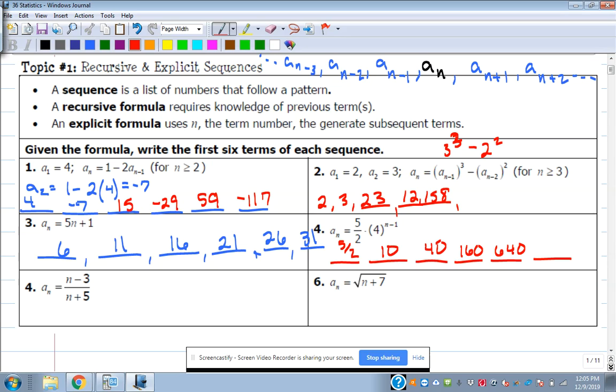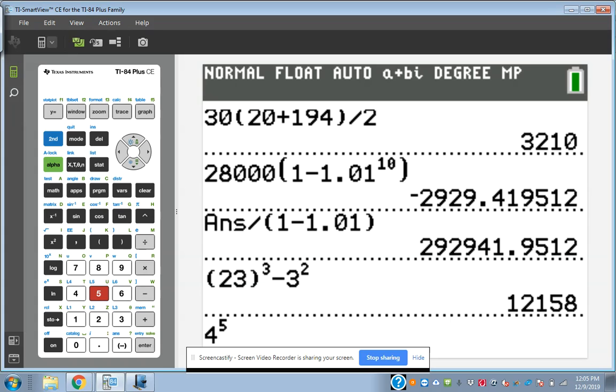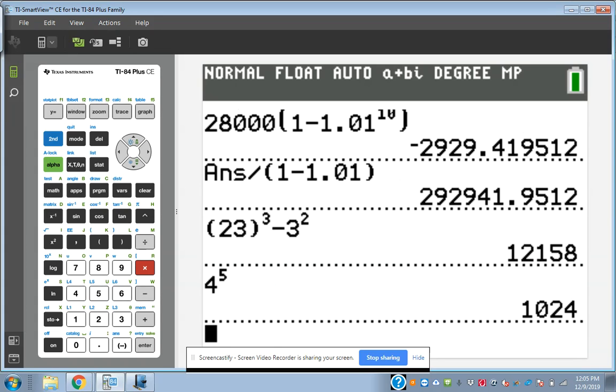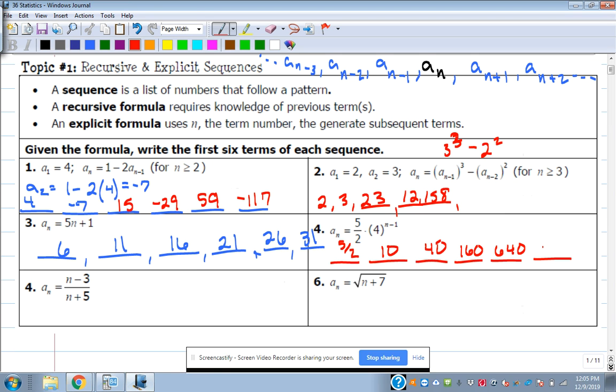And then the last one, plug a 6 in. 6 minus 1 is 5. So 4 to the 5th power, getting to where I don't know them now. 4 to the 5th power times 5 over 2 is 2560 for the 6th term there.